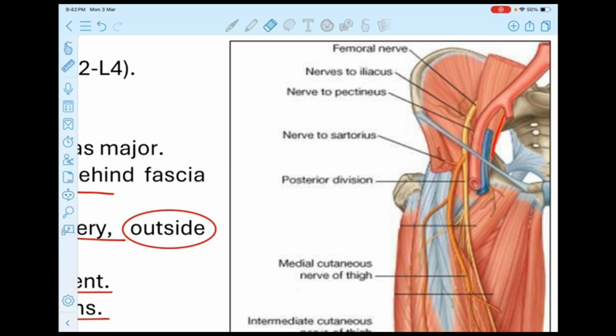Right, so now that we covered its pathway up until the femoral triangle, it's very important to note that it does not pass through the femoral sheath. It is one of the most lateral structures in the femoral triangle. It's not the most lateral.